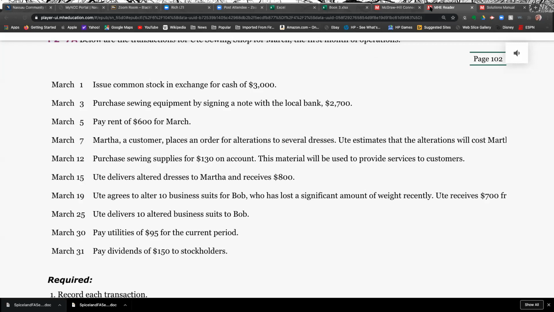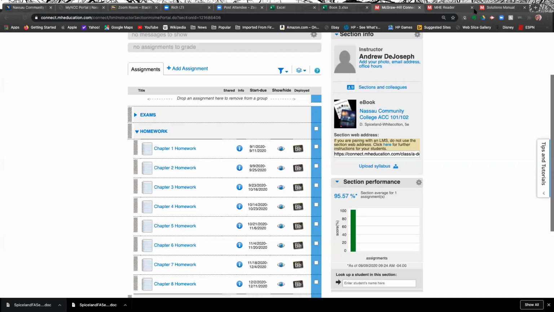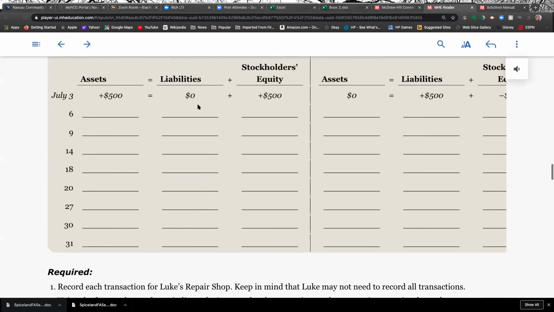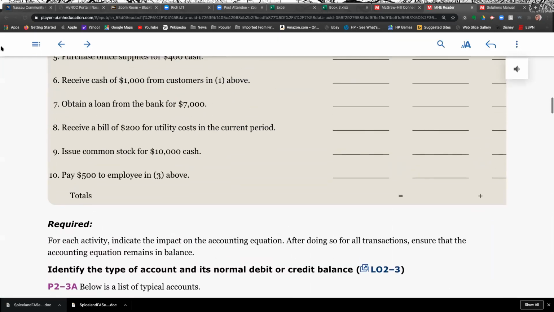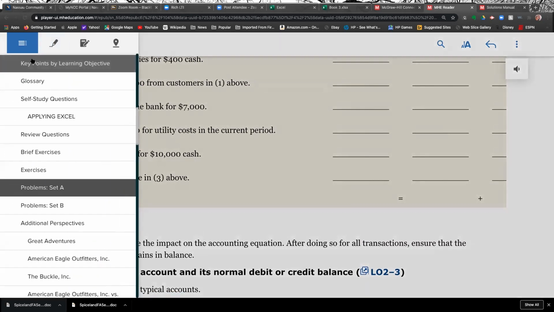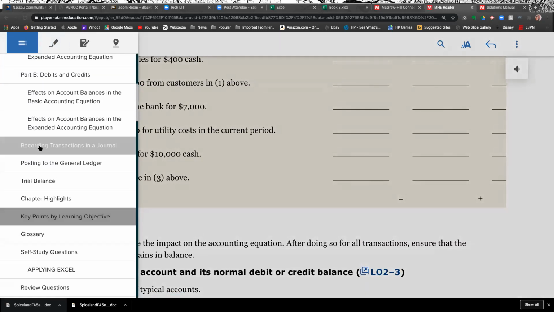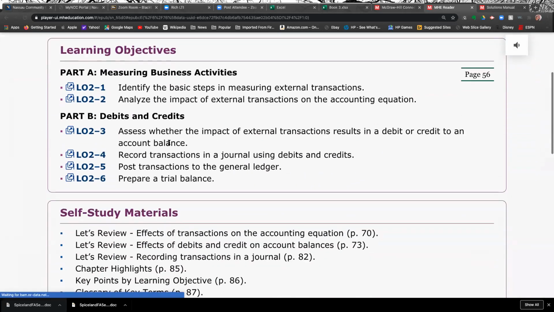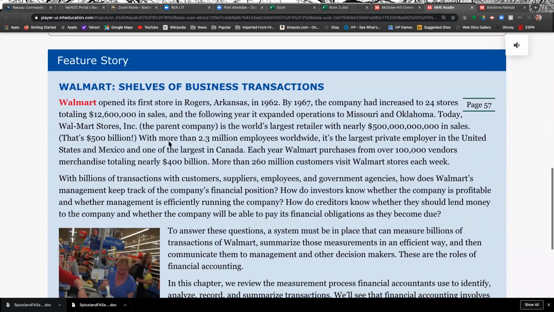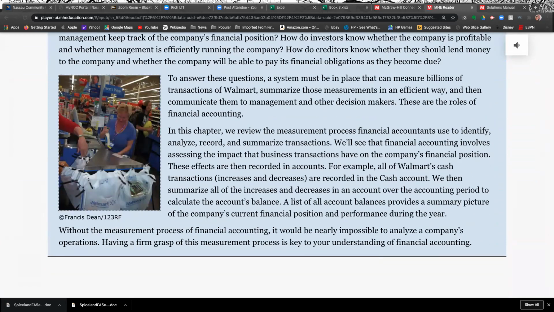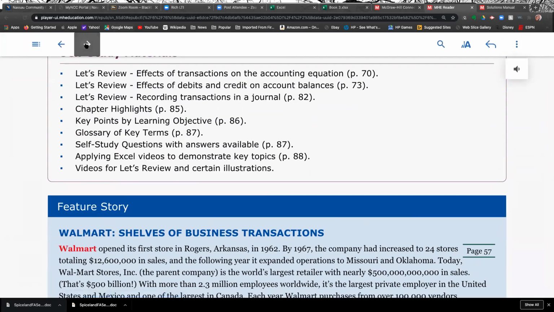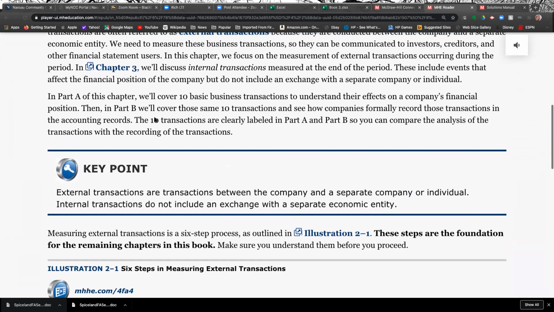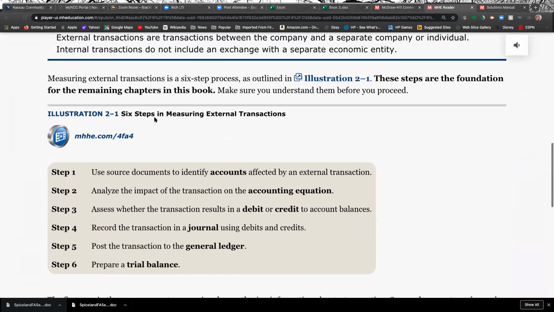Let's see. The book is okay. The book is not bad. I mean, you've got to take the time to read it. There's no shortcut. For example, they walk you through this whole thing about what a transaction is and how it affects the equation. Remember, we only meet once a week, so I can't go over every single thing.